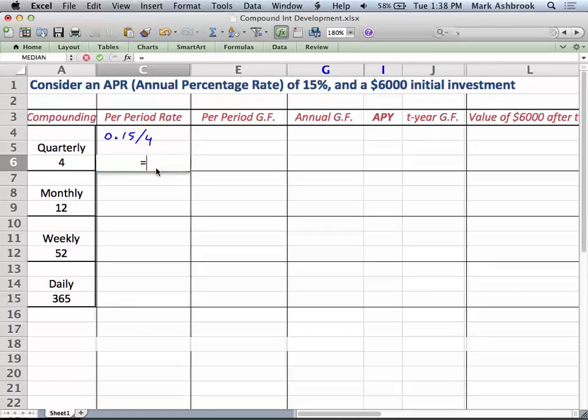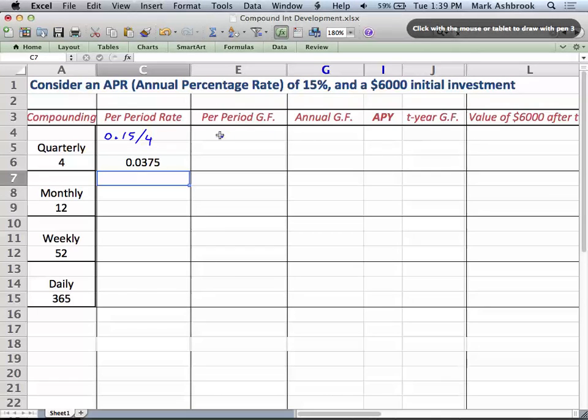So I want to put that in. Equals 0.15 divided by 4. So per quarter, what do we get? I got 0.0375. That's the per period rate, the quarterly rate. What about the per period growth factor? Tim? If that's the per period rate, what's the per period growth factor? 1.0375. So he's saying add 1 to that, right? You take 1 and add it to 0.15 divided by 4.